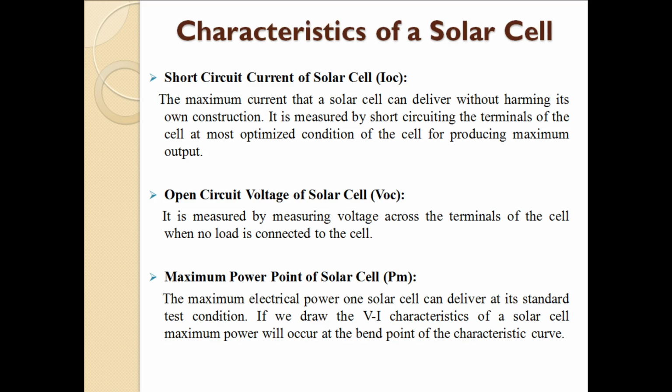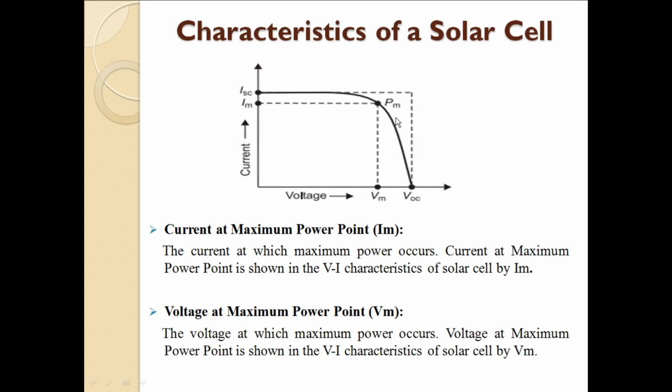Basically, on the IV curve, the maximum current is the short circuit current denoted on the y-axis and the open circuit voltage is denoted on the x-axis. When we join the short circuit current and open circuit voltage, we draw this curve. At this bending point, we get the maximum power that the solar cell could generate. When we project this point onto the y-axis at Im, we get the maximum current. On the x-axis, we get the maximum voltage.